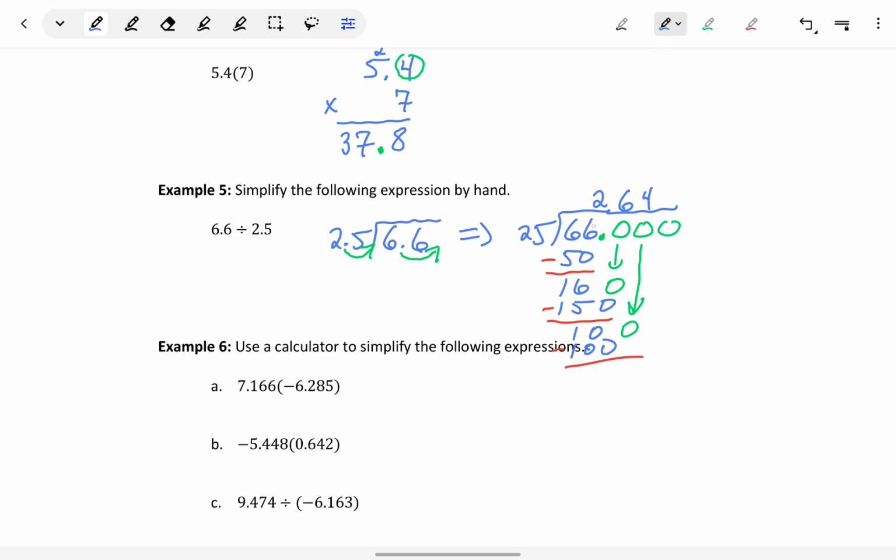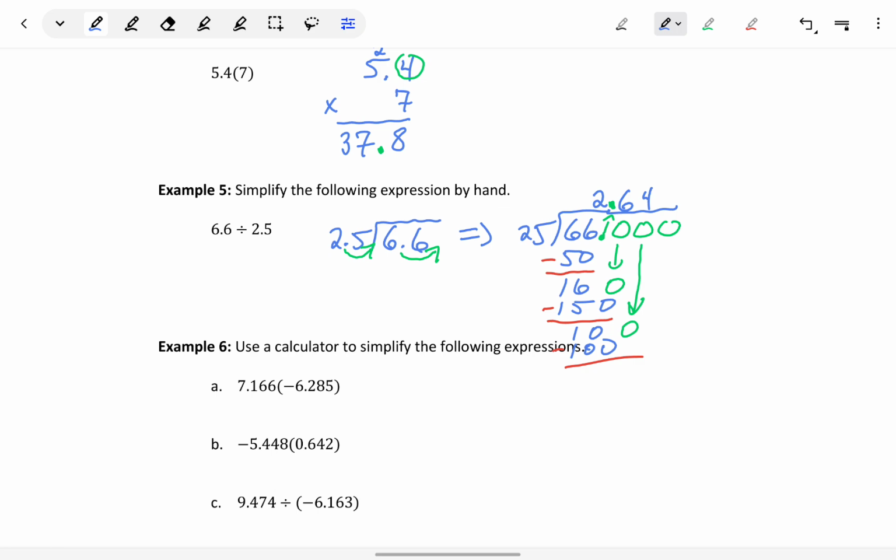Then what we do is identify where our decimal place is in the problem and bring that straight up into our final answer. So in this case, that decimal place comes right after the 66, so our decimal place will land right between the 2 and the 6, making our final answer 2.64.